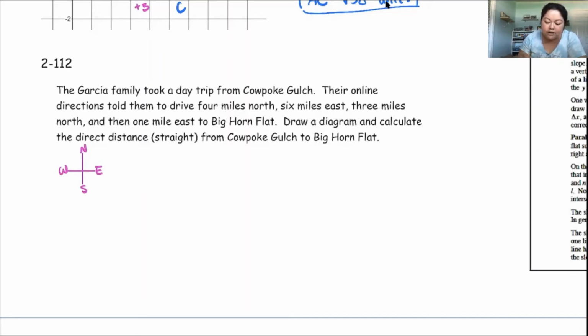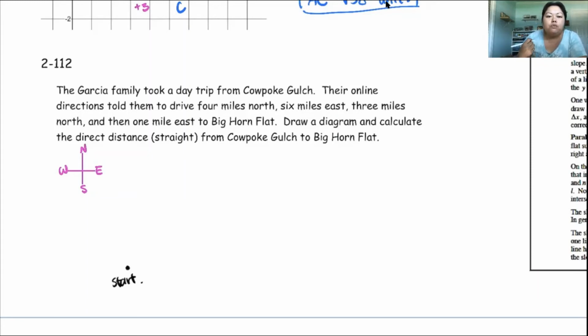So kind of have an idea. Okay, north is up, east is to the right, and then went north again, east. So it makes sense if I start my picture somewhere down on the bottom. All right, so this is where they started. You don't have to be super precise with your picture, but just kind of have an idea of what you're doing. It will make your picture a little bit easier to work with, right?